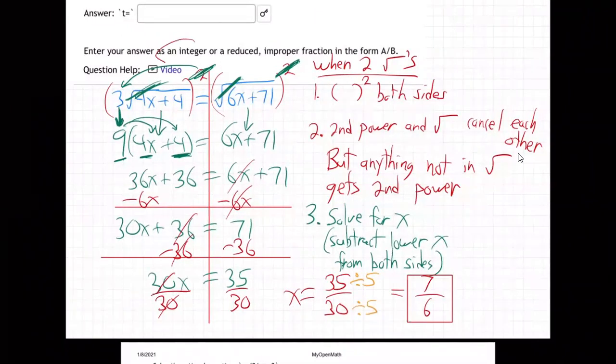And they want the answer as a fraction. They want an improper fraction. So 7 6ths is the answer. So there we go. Questions on that one?